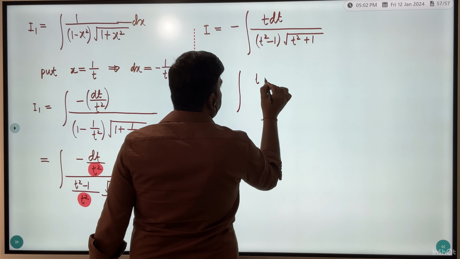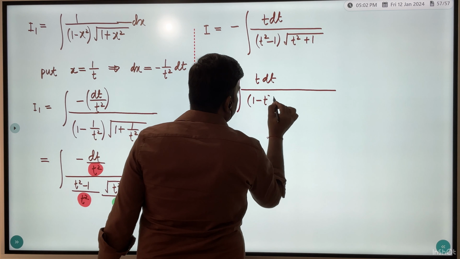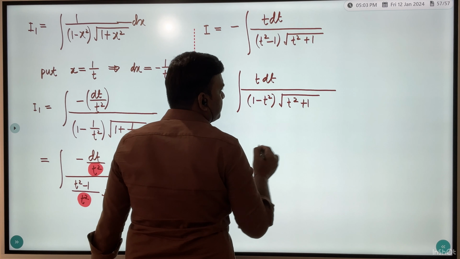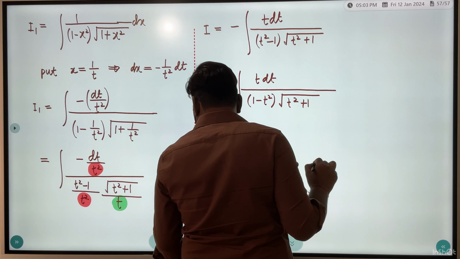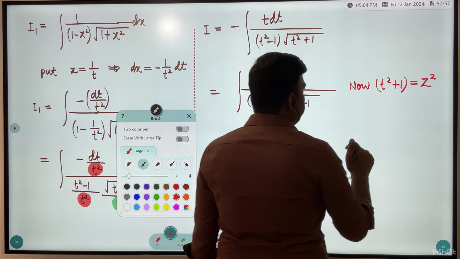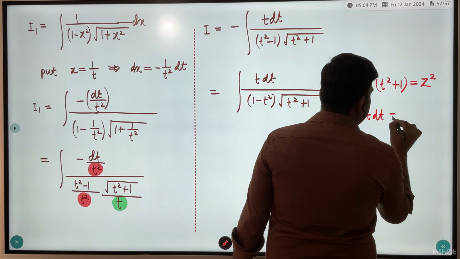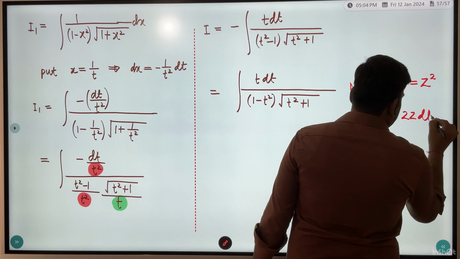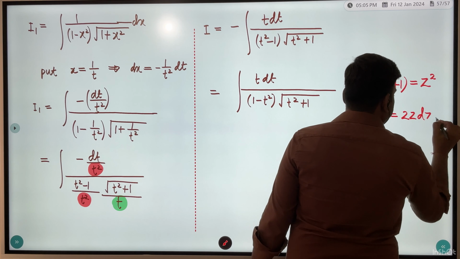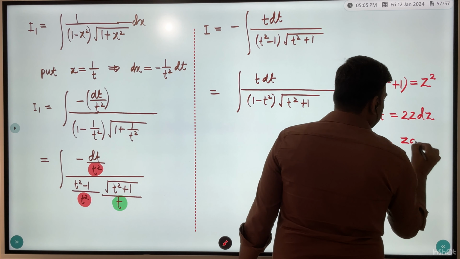So now it can be written as t dt upon 1 minus t square into a square root of t square plus 1. What we have done is we have taken the negative sign which was present outside of the integration inside the integration. Now we can substitute t square plus 1 is equal to z square, to make it more simplified. 2t dt equals 2z dz, so t dt can be written as z dz.